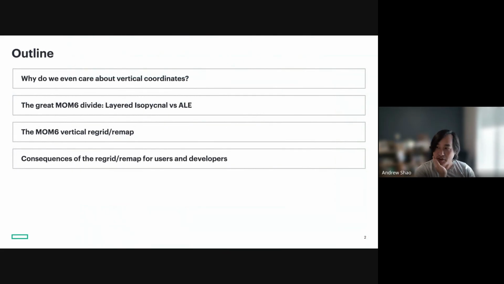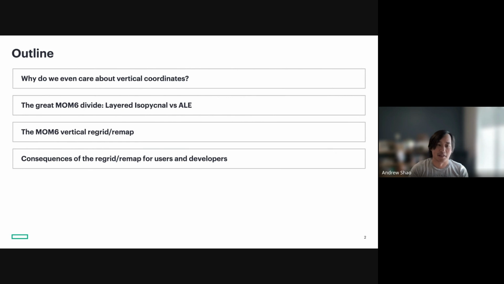So just to go through a brief four topics that I want to cover today. First is this question about why do we even care about the vertical coordinates, and motivate this discussion about why we have so many different vertical coordinates, why we have to think about the complexities between these, and what that actually means for putting together a model, a GCM that can support a variety of vertical coordinates.